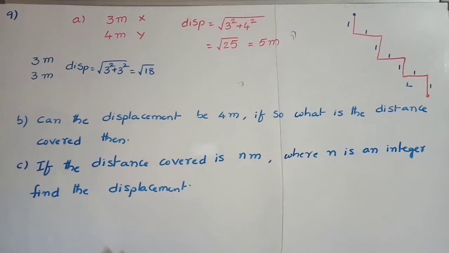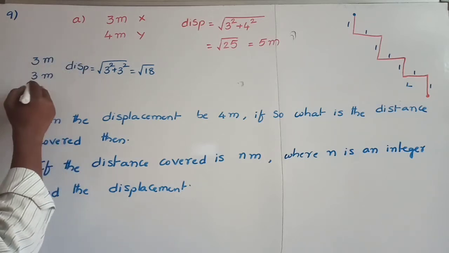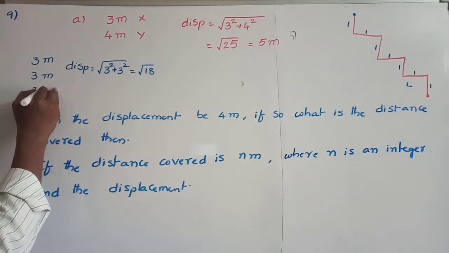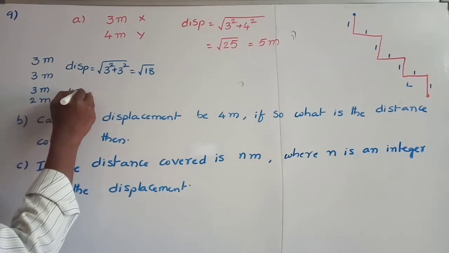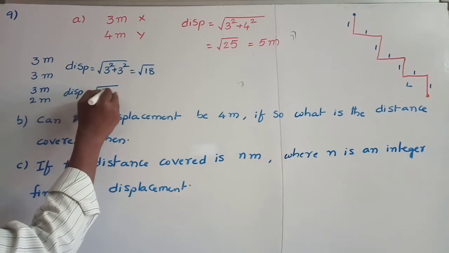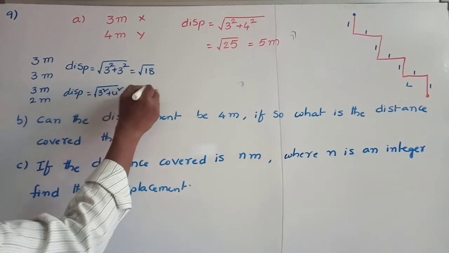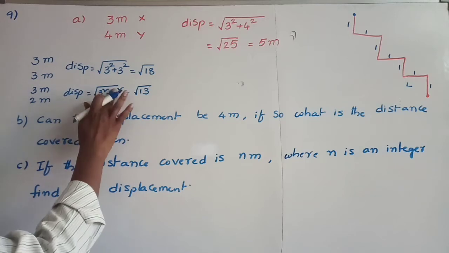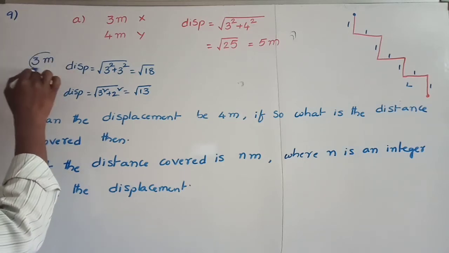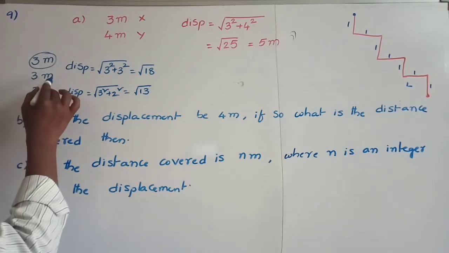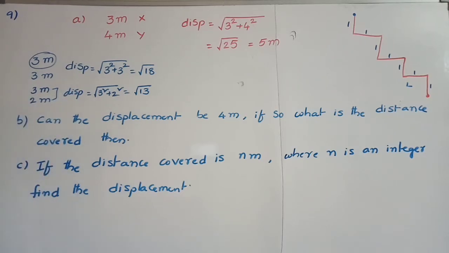So if you take one side as 3 meter and the other as 2 meter, then displacement is equal to root over 3 square plus 2 square, which is root over 13, which is less than 4. That means one side must be equal to 3 meters and the other side lies between 3 meters and 2 meters. Then we can get displacement equal to 4 meters.